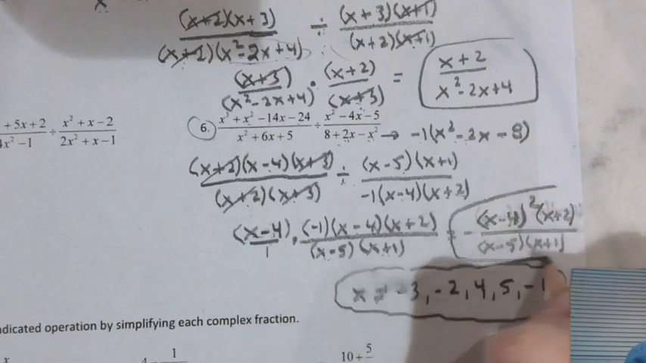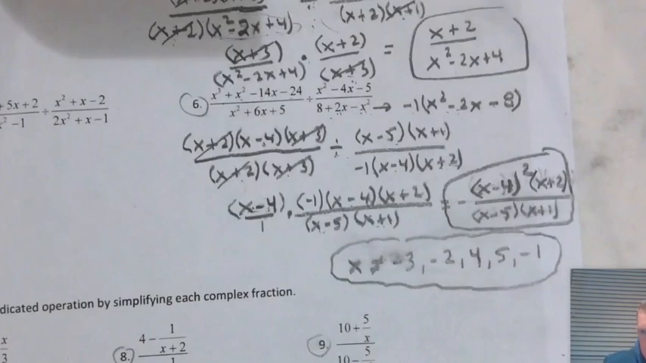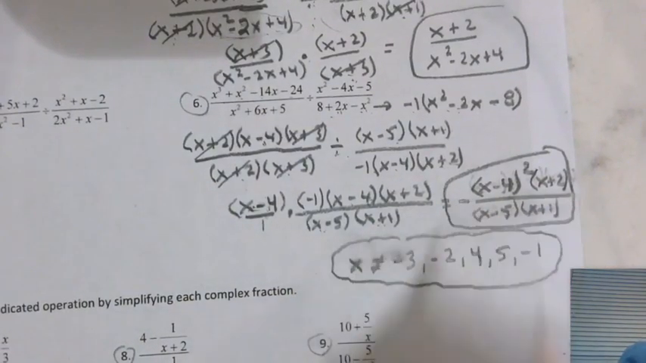Okay, so I just copied that down wrong. From here to here, that should have been x minus 4. All right, and that should be the right answer. Make sure you have that negative out front.